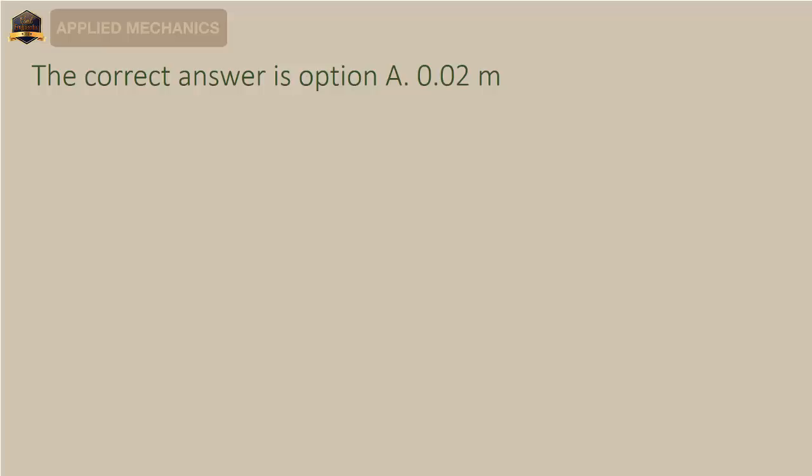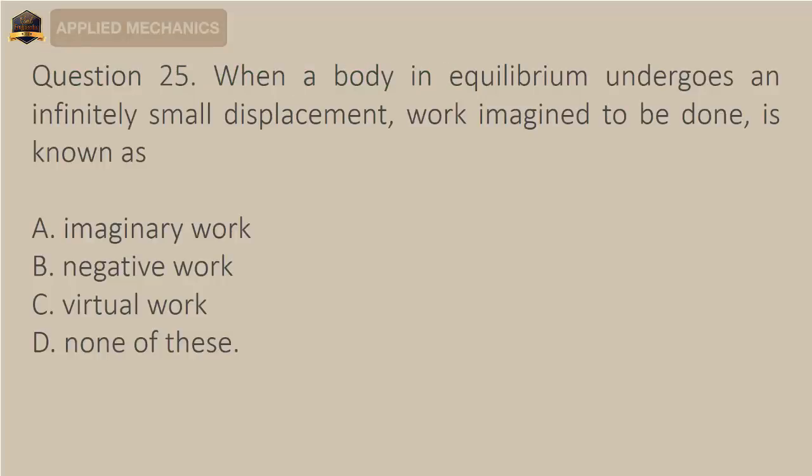Question 25. When a body in equilibrium undergoes an infinitely small displacement, work imagined to be done is known as A. Imaginary work, B. Negative work, C. Virtual work, D. None of these. The correct answer is option C, virtual work.